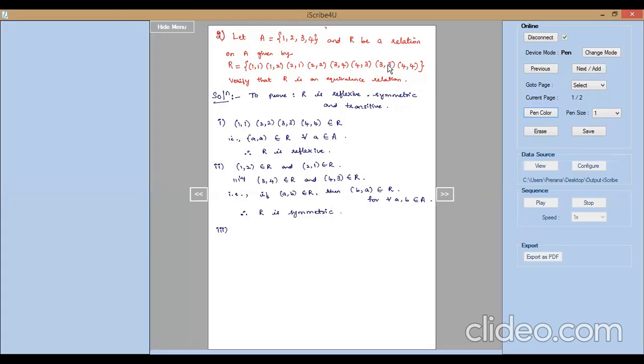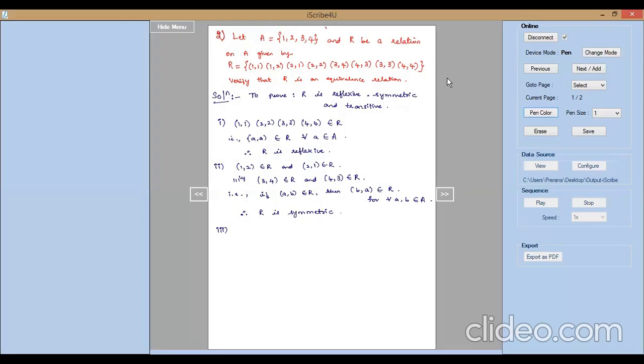Correct? If you want to observe for this also, you can do 3, 3, 3, 4 belongs to R, so 3, 4 belongs to R. 4, 4, 4, 3 belongs to R, so 4, 3 also belongs to R. So for every element like that, it is observed that if AB belongs to R and BC belongs to R, AC also is belonging to R. So we can conclude R is transitive.